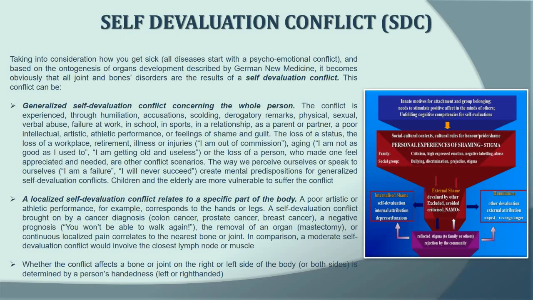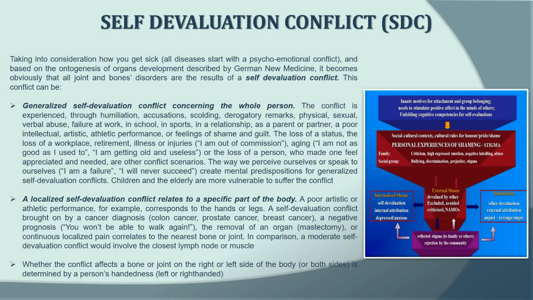A localized self-devaluation conflict exists also, and this relates to a specific part of your body. A poor artistic or athletic performance, for example, corresponds to your hands and legs. A self-devaluation conflict brought on by a cancer diagnosis like colon cancer, prostate, or breast cancer, a negative prognosis, like you won't be able to walk again, a removal of an organ, for example a mastectomy, or continuous localized pain correlates to the nearest bone or joint in your body.